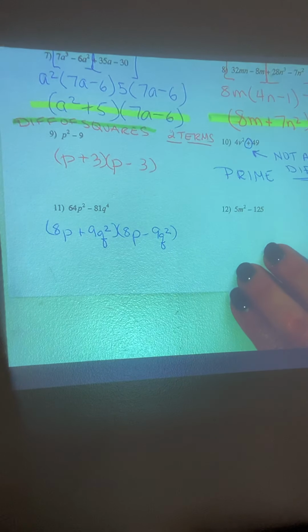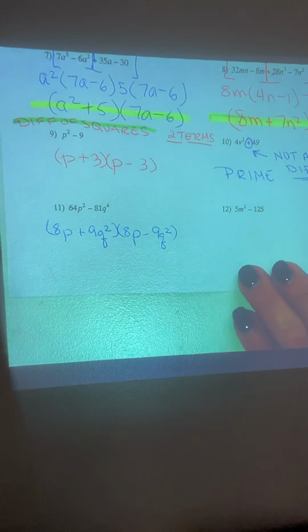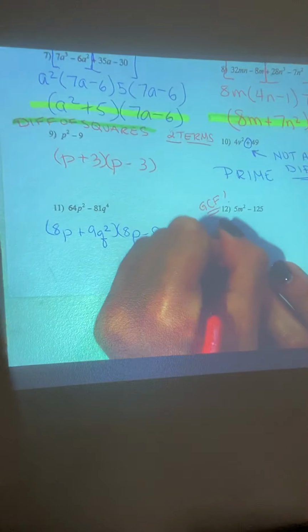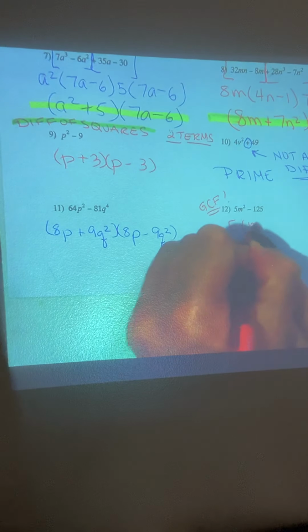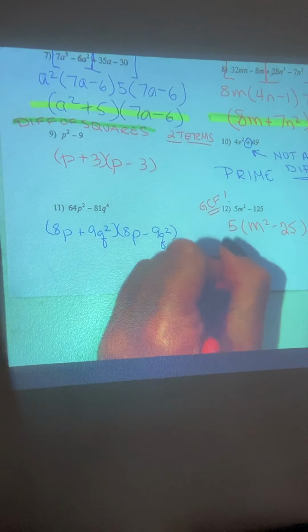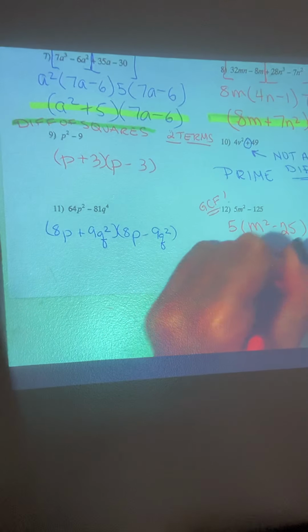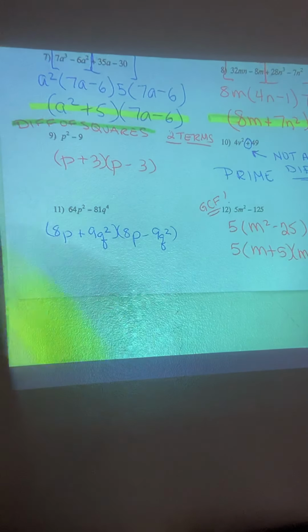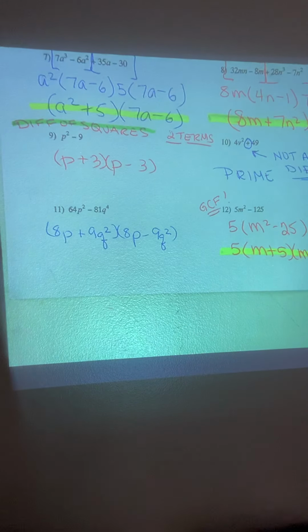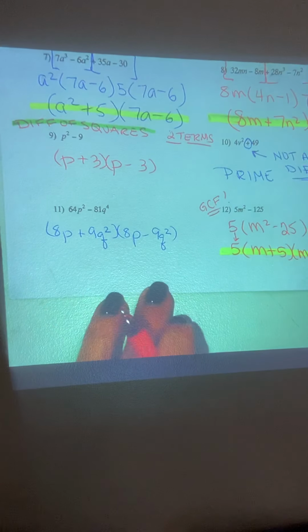And finally, number 12 has two terms and a minus sign, but if you notice, 5 and 125 are not perfect squares. So therefore, you have to look for a GCF. Greatest common factor is a 5, and you're left with m squared minus 25. But m squared minus 25, that's a difference of squares. M plus 5 and m minus 5. And of course, when you get this answer, you have to show your work of this first step. Bring down the 5 and m squared minus 25.